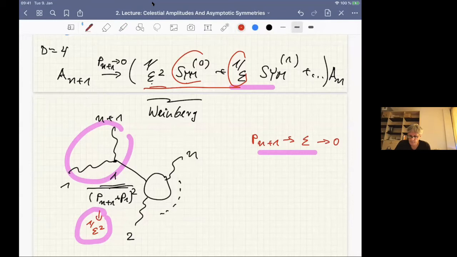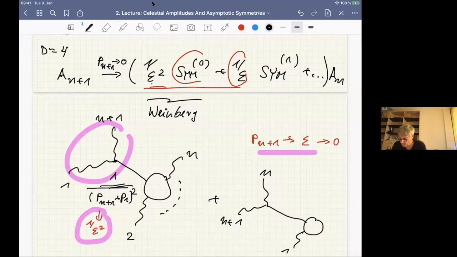And indeed, this refers to canonical color ordering. So there's a second contribution, which is n plus one, n, from this, 1, 2, and then of course you get again this 1/ε pole.